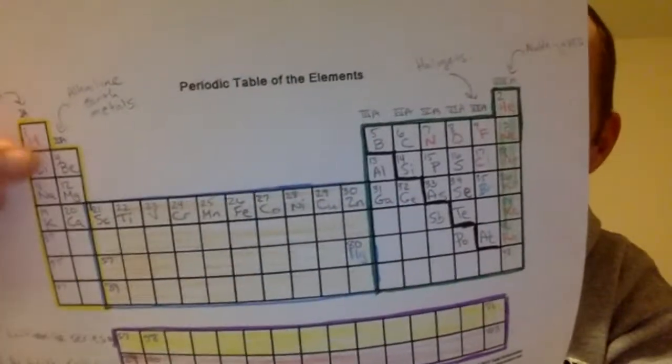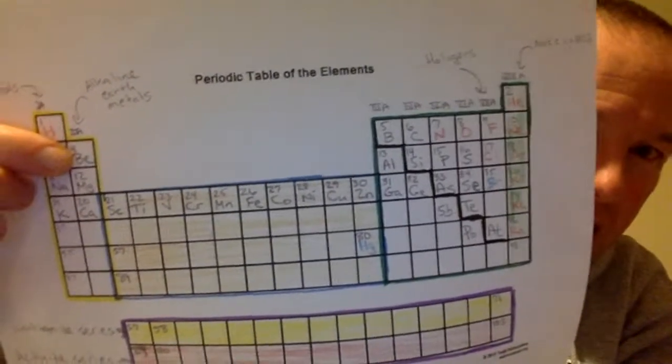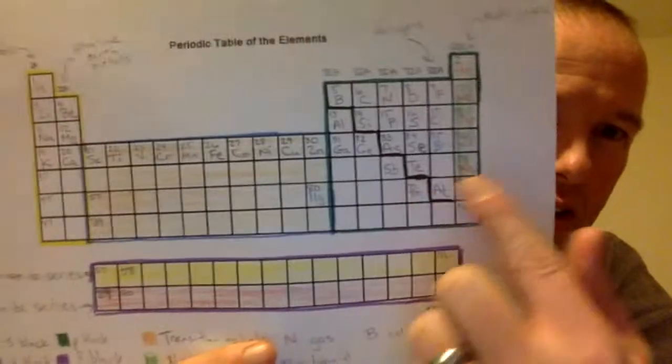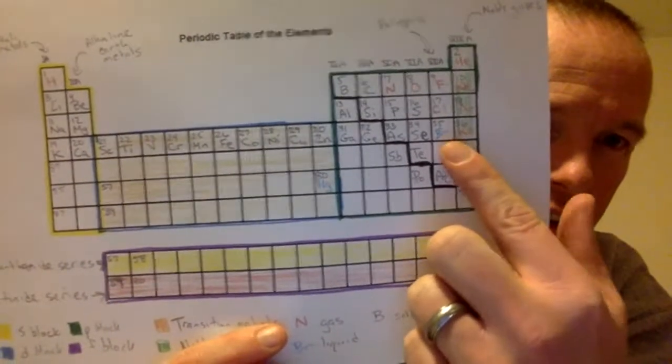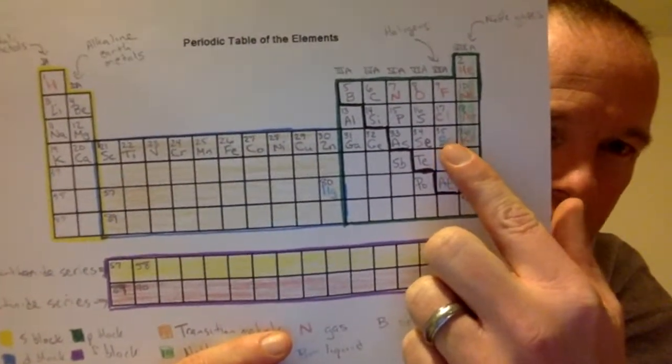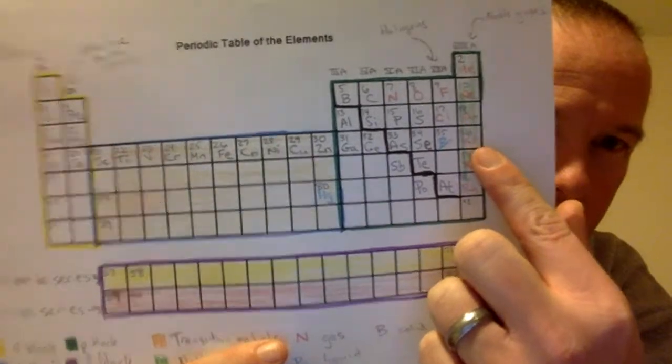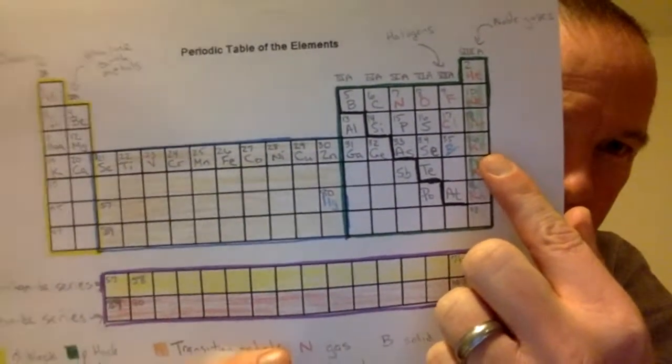The alkaline earth metals are group 2A right next to it, starting with beryllium. Then if we go all the way to the other side, we have the halogens in group 7A, starting with fluorine, and the noble gases, starting with helium, in group 8A.